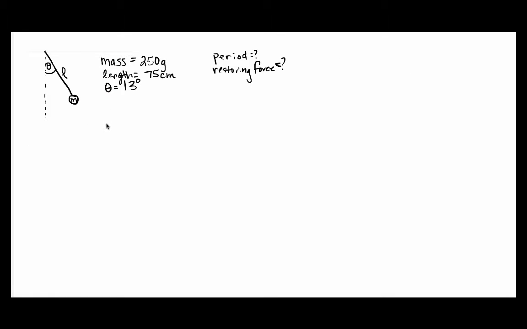Okay, so let's talk about this pendulum problem. So we have a pendulum on the end of a string. The mass of the pendulum bob, so the mass here, is 250 grams. The length of the string is 75 centimeters. And the string is massless. Its mass is very small compared to the mass of the bob, and so we just consider it to have no mass.